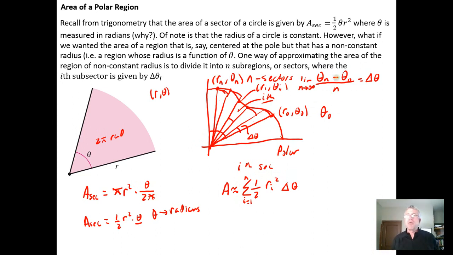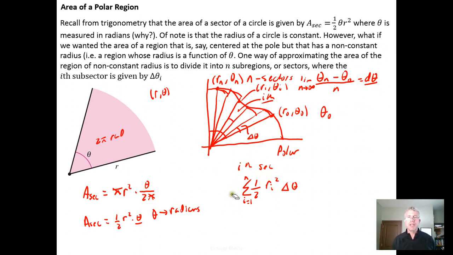And when we do that, this ratio right here, theta sub n minus theta naught divided by n, is going to go to 0. The limit as n goes to infinity is going to be 0. So if delta theta is going to 0, the convention in calculus is to rename delta theta to indicate that it's going to 0. Instead of calling it delta theta, we call it d theta, saying we're taking the limit as the number of approximating sectors goes to infinity, which is making this ratio become infinitely small, or go to 0.